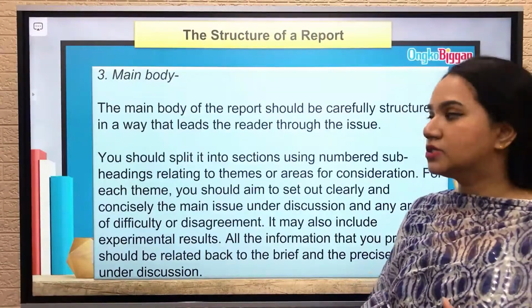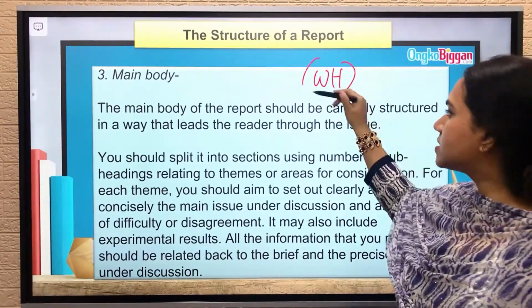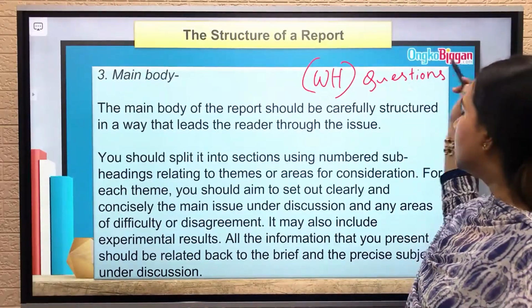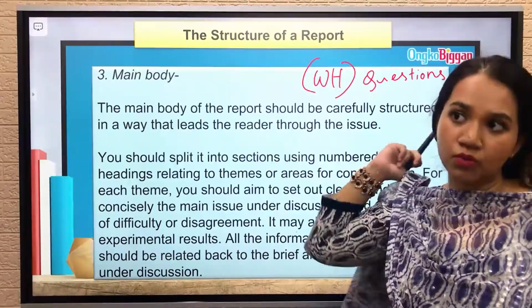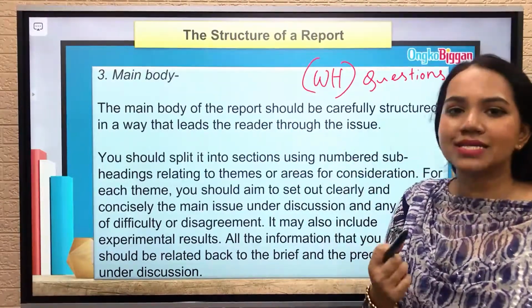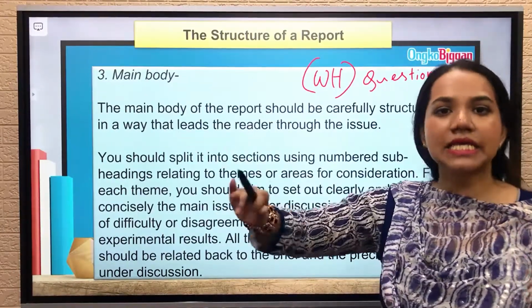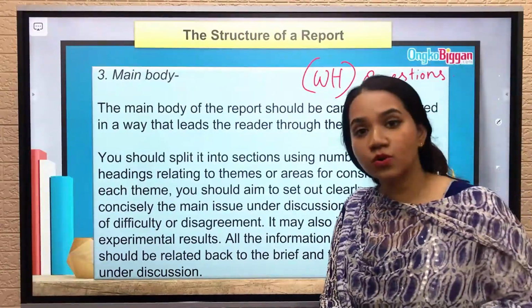3, the main body. So this is of course the main part. This is where we are going to answer ourselves the WH questions that we have already learned. What, how, which, when, where, why, right? So we are going to ask ourselves these questions and we are going to provide the answers in each separate paragraph.